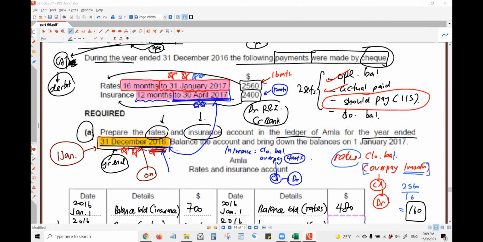Good, Megan, correct. 800. Okay, 2004 divided by 12 times 4. So 800. Okay, now let's put this into the answer area.